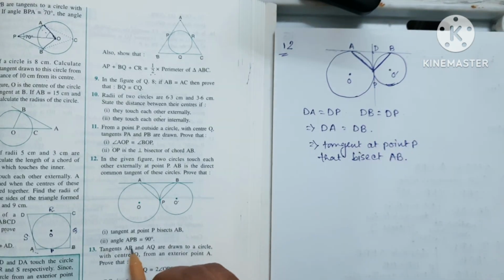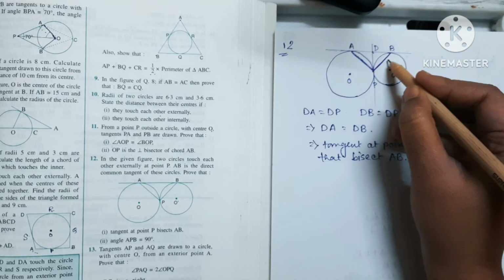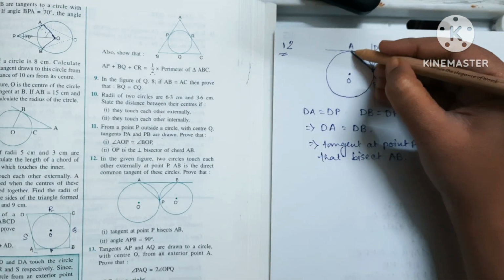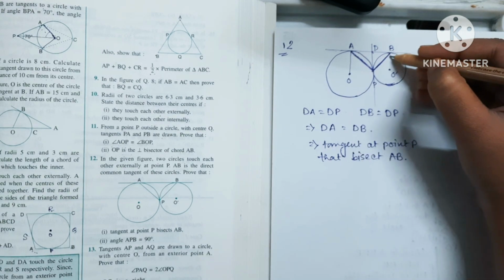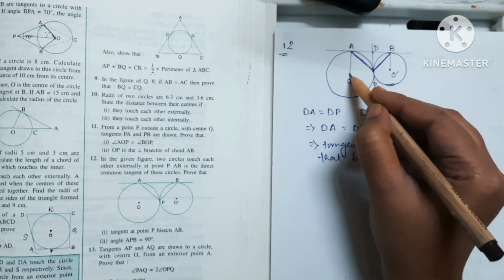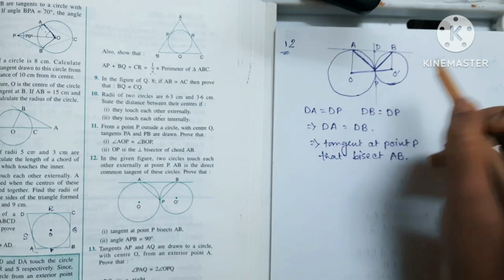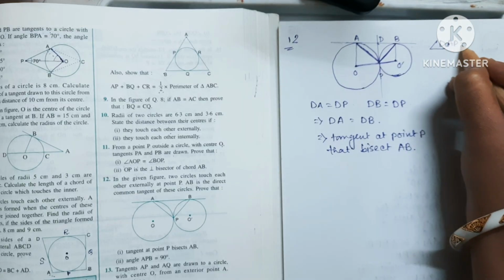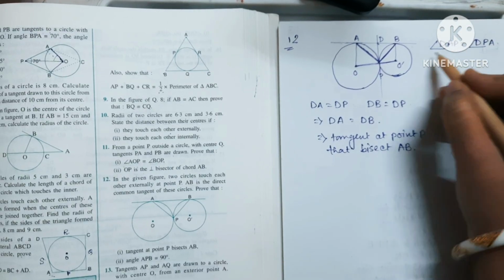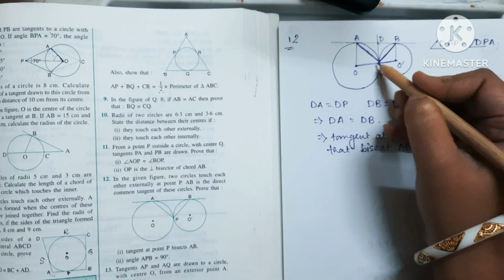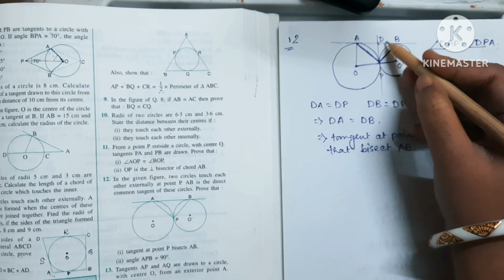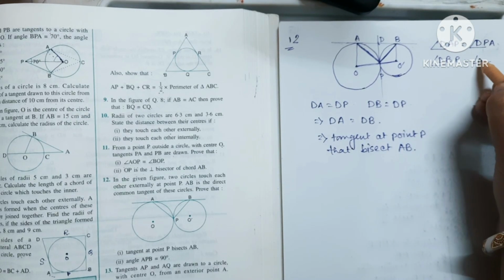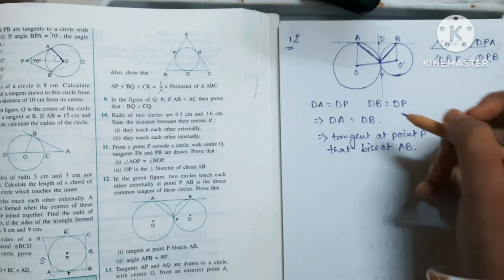Now the next part. See, angle APB is 90 degrees. You have to prove that. First you need to join AO and BO, and also join O and O dash. Now see one thing, since DA and DP are equal, angle DAP is equal to angle DPA, since ADP is an isosceles triangle. And DBP is also an isosceles triangle, so angle DBP is equal to angle DPB. This is the point P.